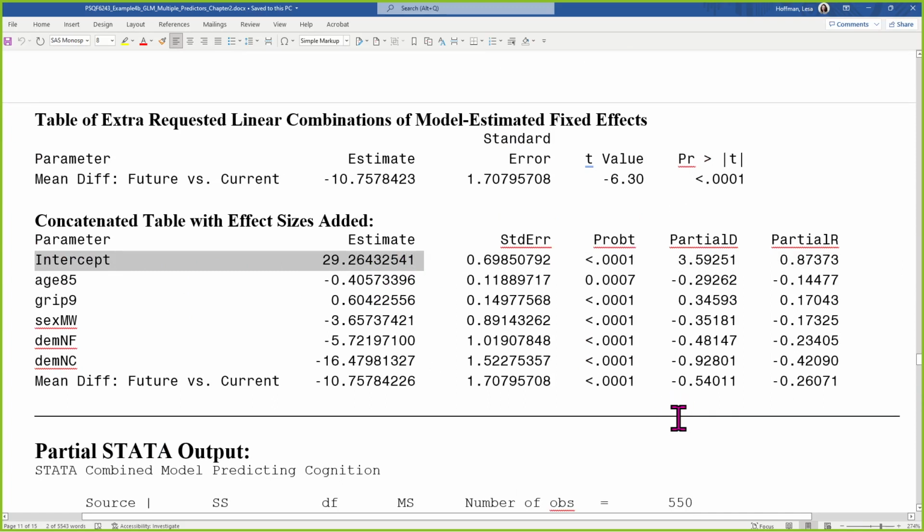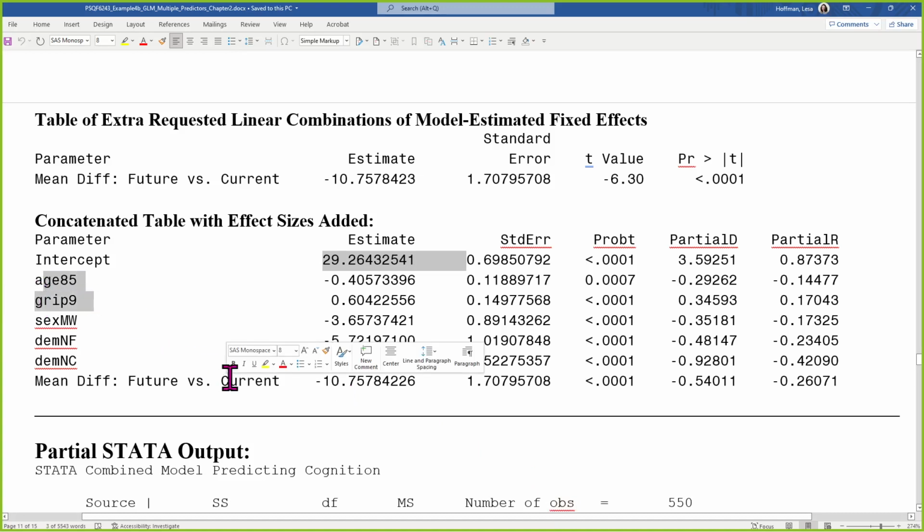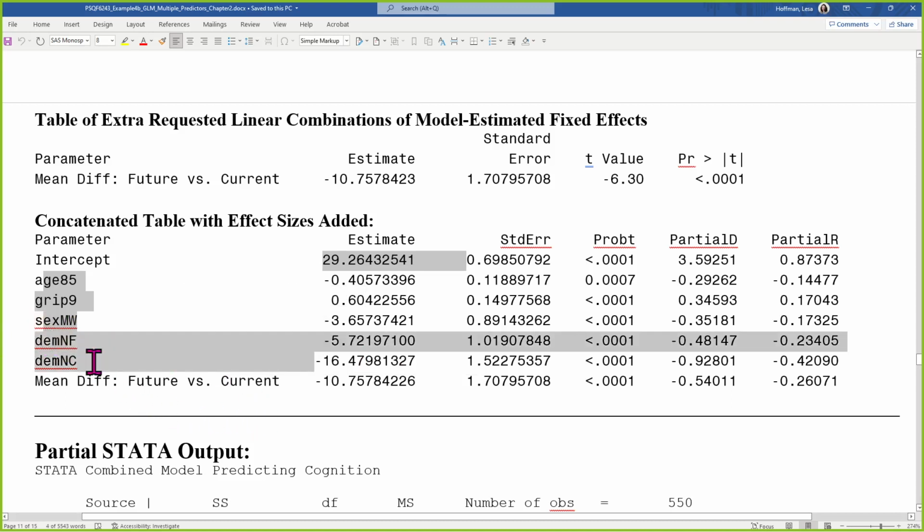Who's that for? Yes, it's for the model, but what kind of person? So remember, the intercept is the you are here sign of the model. 29 is the expected cognition for what kind of person given the rest of the predictors. 85 is 1. So conditional on age, who can squeeze 9 pounds, who's a dude without dementia. That person has a 29.